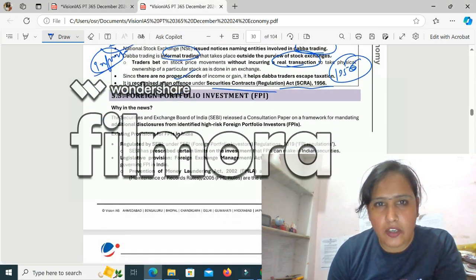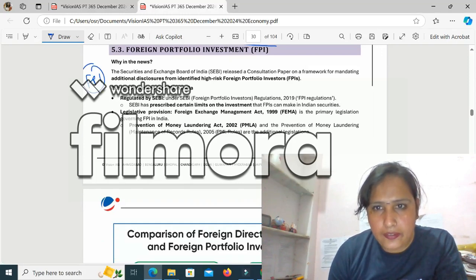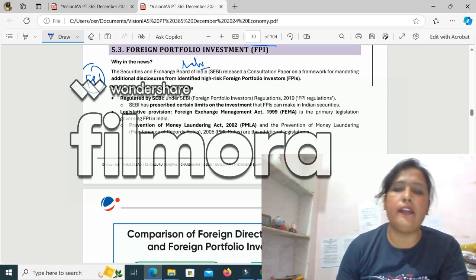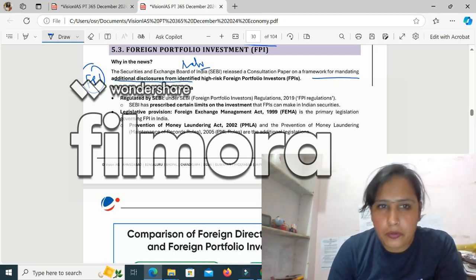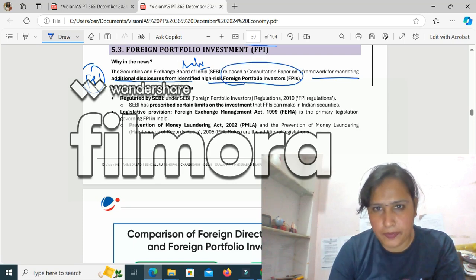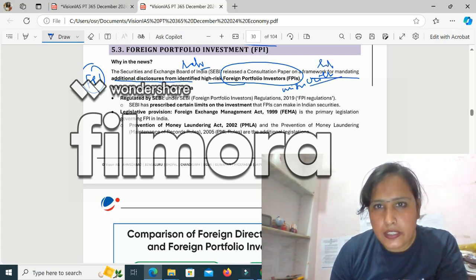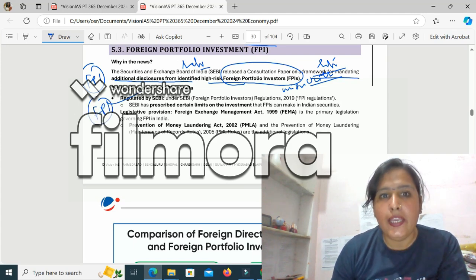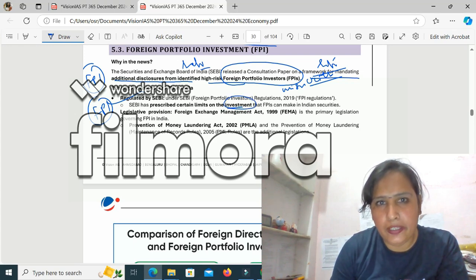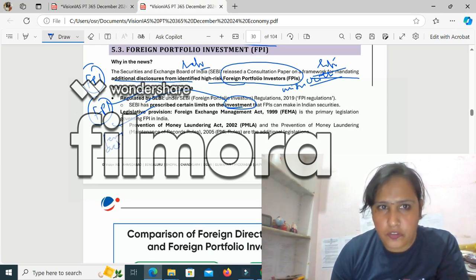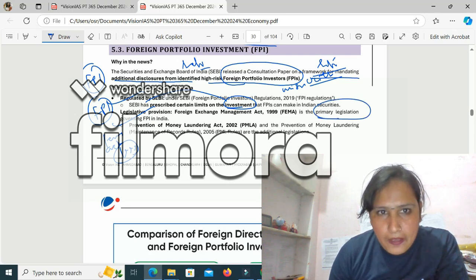Next is foreign portfolio investment, FPI. What is FPI? SEBI is releasing a consultation paper on a framework mandating additional disclosure from identified high-risk foreign portfolio investors. This is a high-risk investment, and SEBI is releasing this consultation paper. FPI is regulated by SEBI first of all, which prescribes certain limits on the investment. The legislative provision is the Foreign Exchange Management Act, the FEMA Act of 1999, which is the primary legislation for FPI.